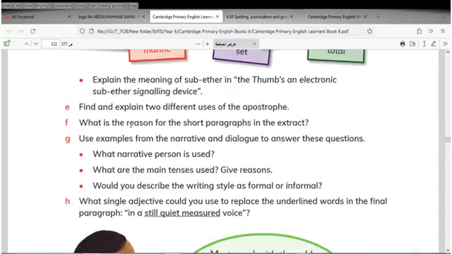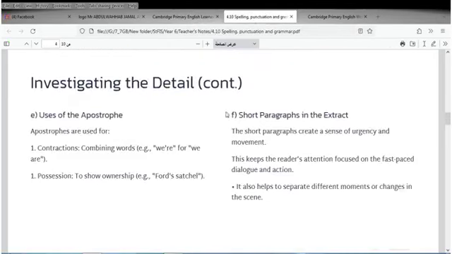Then we have F. What is the reason for the short paragraph in the extract? Any short paragraph can create suspense. Any short paragraph can emphasize the idea. Any short paragraph is to stress or to separate one idea from another idea. Because the purpose of a paragraph is a group of sentences which discuss or talk about one idea only. So short paragraphs create a sense of urgency and movement.